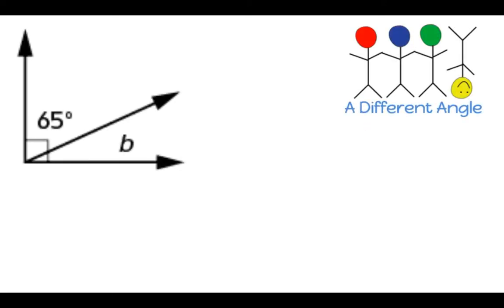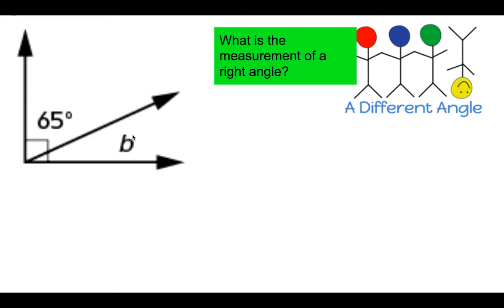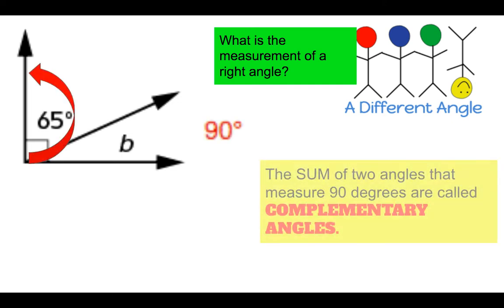All right, let's do a different angle here. Now we have this angle here, 65 degrees, and we have angle B. Well, we know that it's a right angle, right? Because we see this little square here in the corner. That tells us that it's a 90 degree or right angle, right? So I just answered the question. What is the measurement of a right angle? Well, we know that it's 90 degrees, right?